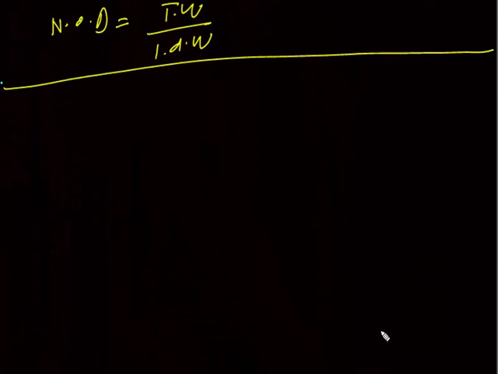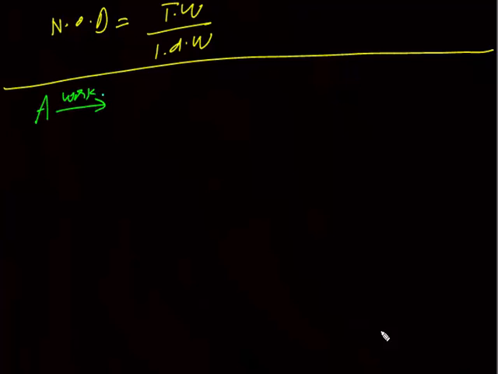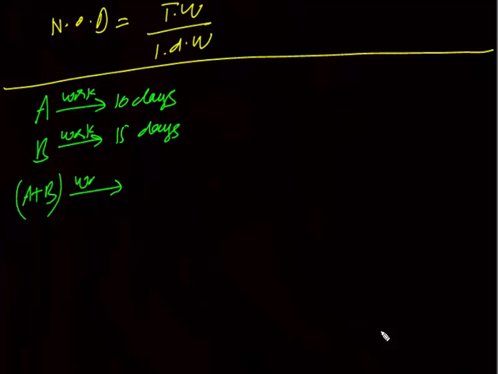Let's say I'm taking a simple question. A can do a work in 10 days. B can do the same work in 15 days. My question is that A and B together will complete the work in how many days? This is the basic question of time and work.